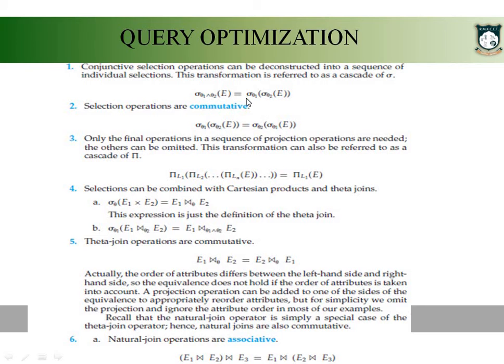You have a rule like: when you have a conjunctive selection operation, instead of doing it together, you can do it separately. When you have two conditions, instead of executing the conditions together, you can execute the first condition first, then the next condition. Then you have a rule like: instead of performing the selection operation one followed by the second, you can do the second first, followed by the first. So this is one way of identifying the equivalent rule.